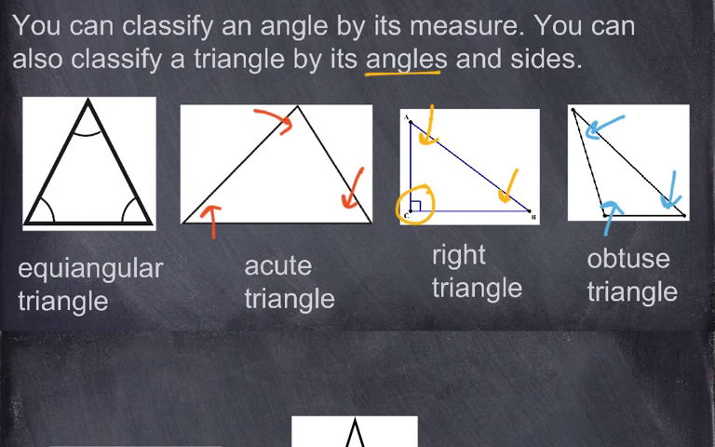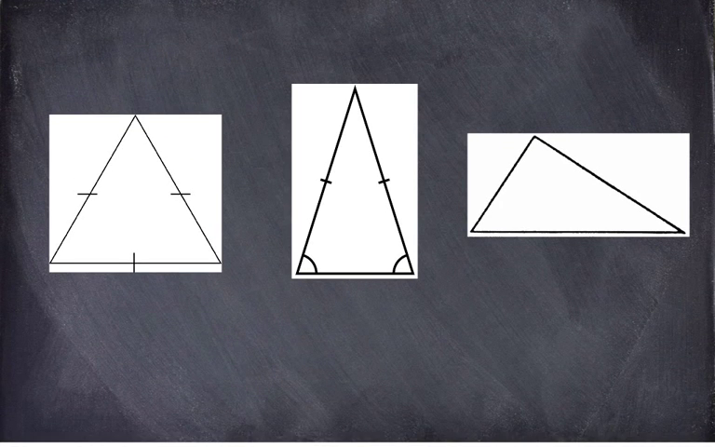Now let's talk about classifying a triangle by its sides. So here, notice the markings are on the sides. For this first one, all three sides are marked with the same amount of marks. They each have one mark. That implies that all the sides are congruent. If that's the case, this triangle will be considered an equilateral triangle. Notice the one with the angles was equiangular. This one is equilateral triangle because all the sides, the lateral sides, are congruent.